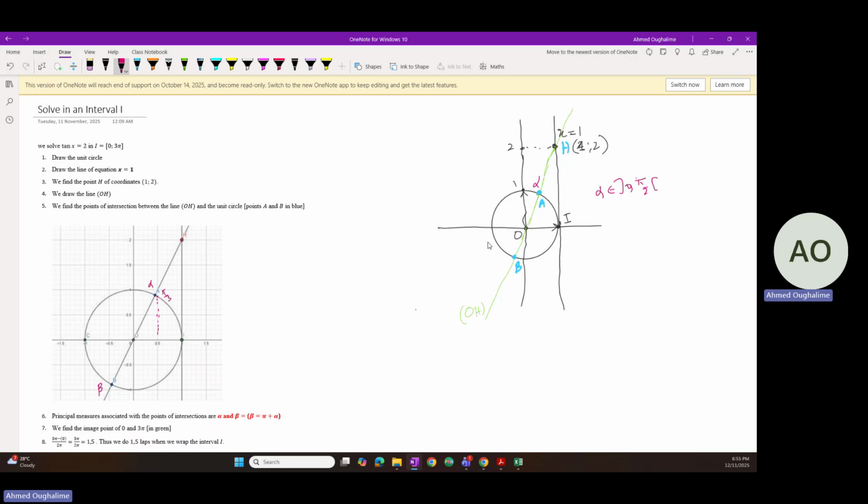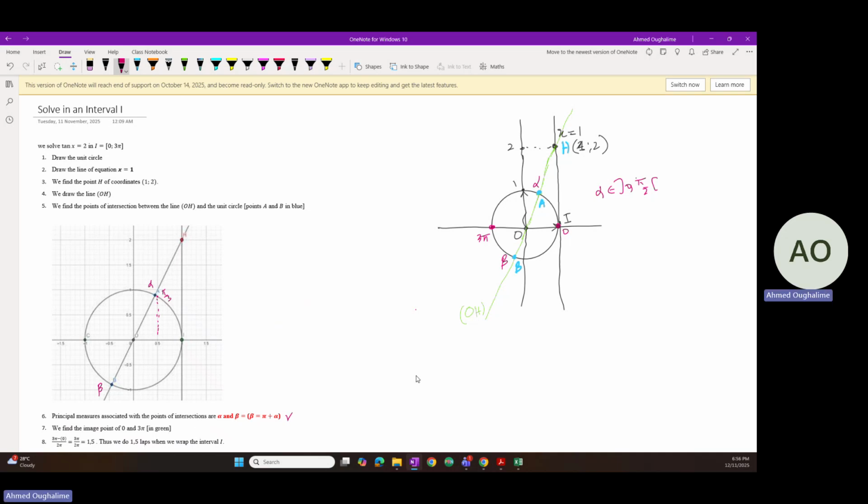After doing this, I look at the interval I'm working in. So I'm working in the interval from 0 to 3 pi. The point associated with 0 is this one here, and this is the point associated with 3 pi. So to know how many laps we are going to do, here is step 6. I have alpha, and I have here beta, right? So beta is actually alpha plus pi. So we don't need beta to do the job, actually.